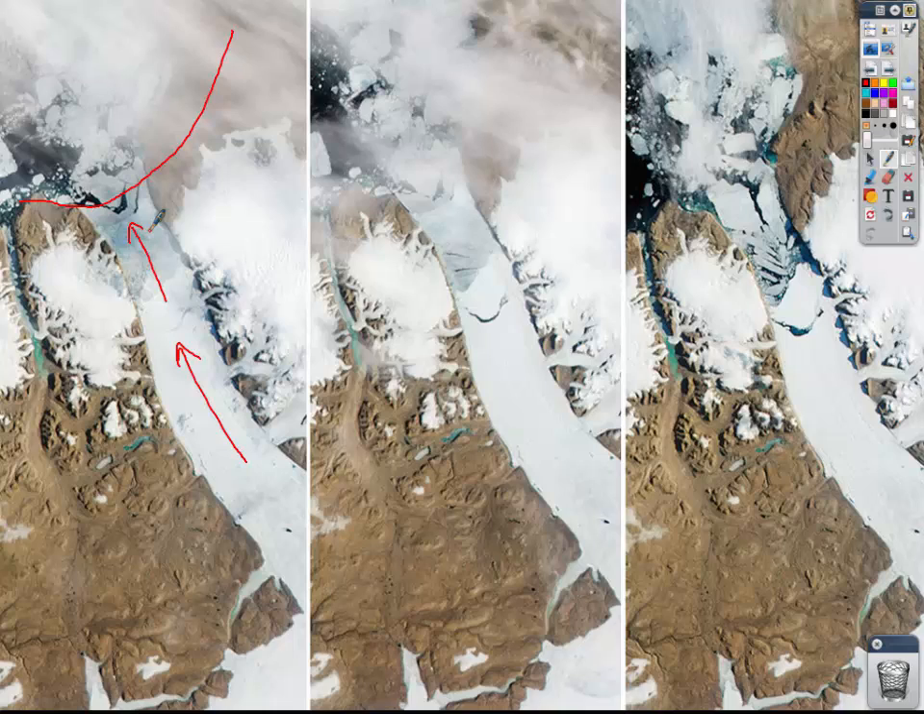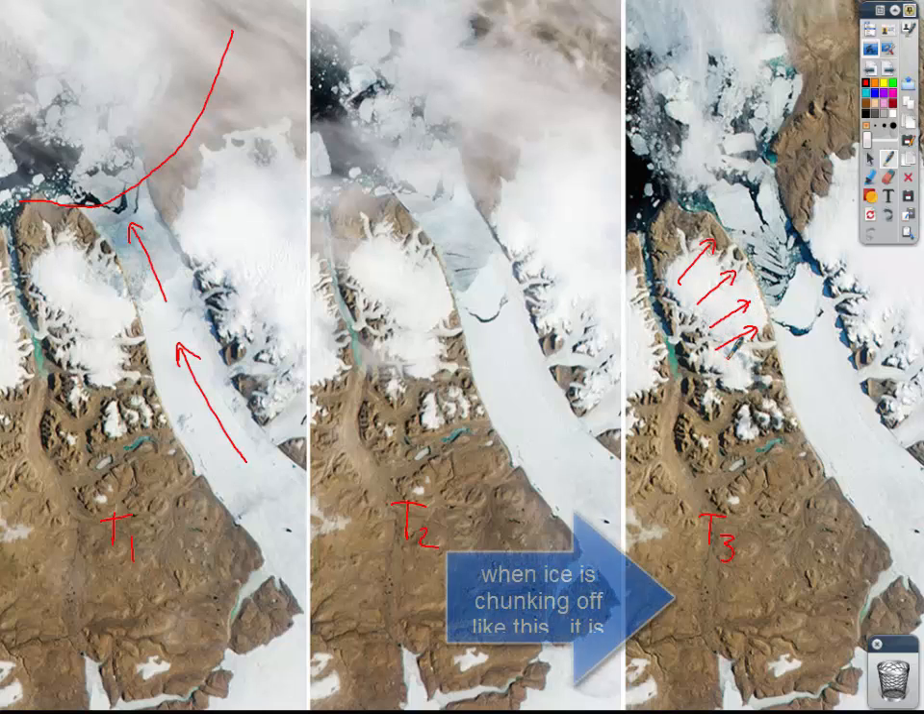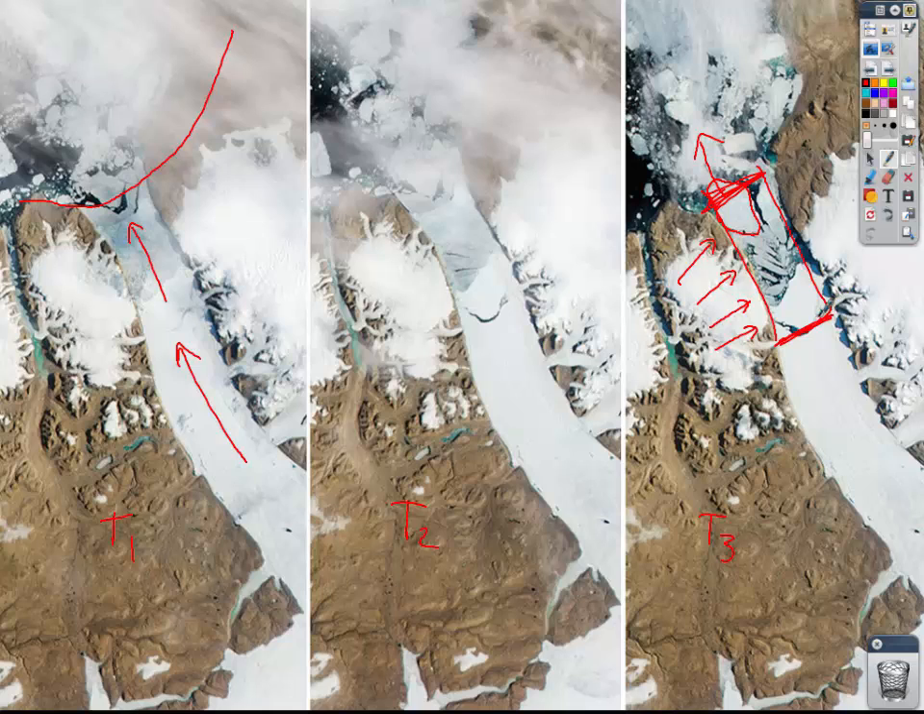And this is time 1, this is time 2, and if we look at time 3, from time 1 to time 3, you see a lot of this glacier just breaking up farther and farther back up the mountain. And you see these big chunks just breaking off and being lost into the water. So this is the amount of ice that was lost from time 1 to time 3, which is significant.